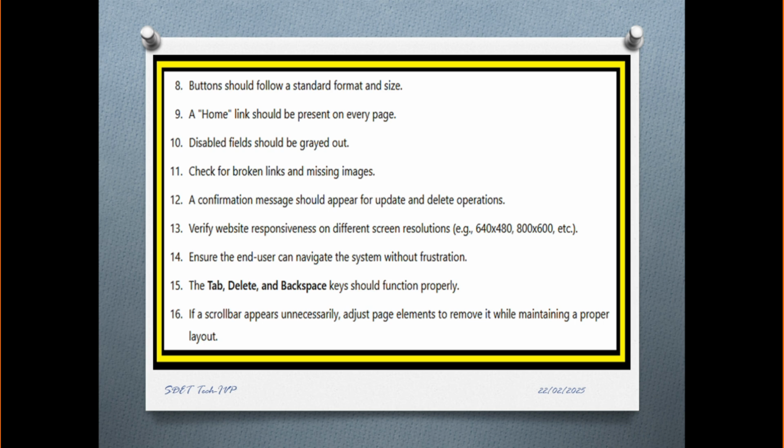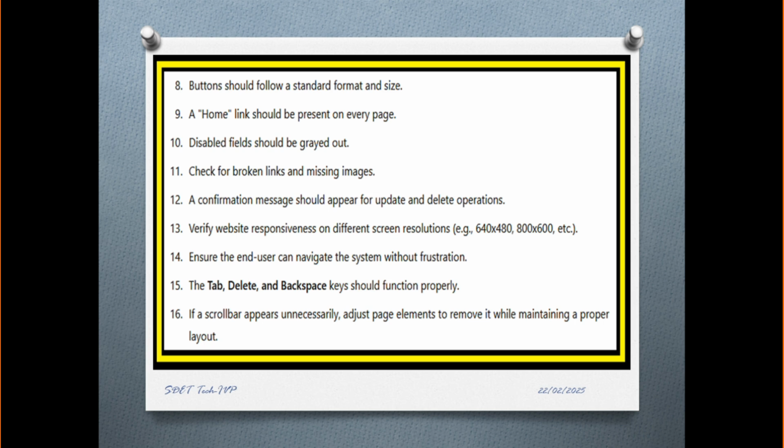Okay. Next thing, a home link should be present on every page. Suppose you are on the add to cart page of an e-commerce website, at that time there should be a path to go back to the home page. There should be a link present on that particular page, like the add to cart page, to go back to the home page.